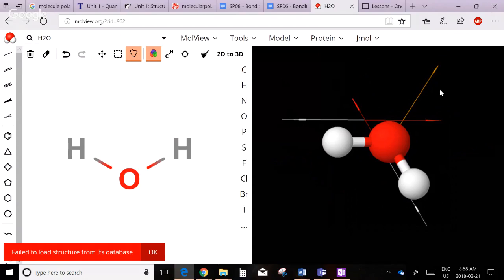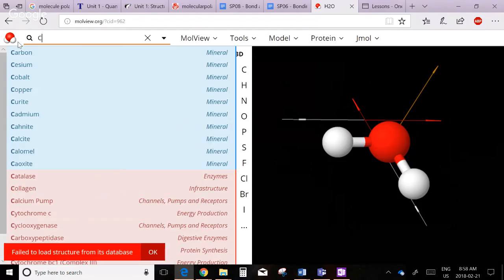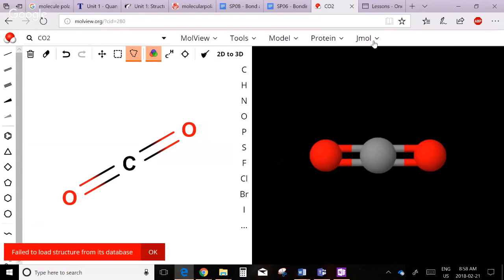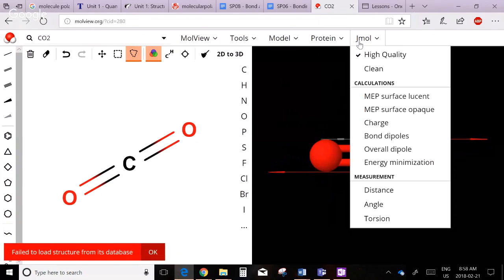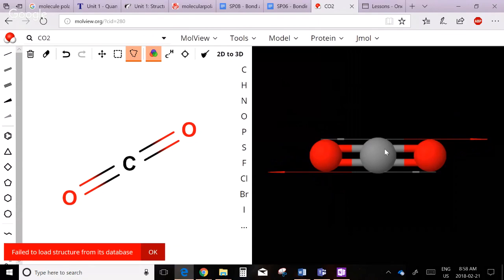Does that make sense? But in the case of CO2, yes, we have dipoles in the individual bonds, but when I go to give it an overall dipole, nothing to be had because there isn't one, because they cancel each other out. Does that make sense? Does seeing it visually like that kind of help? I know it helps me.